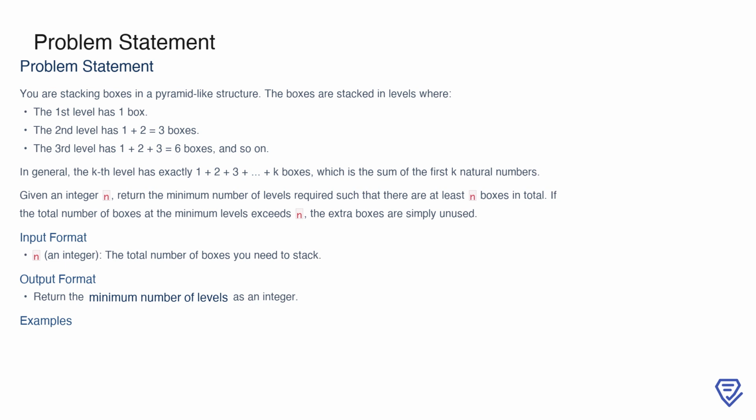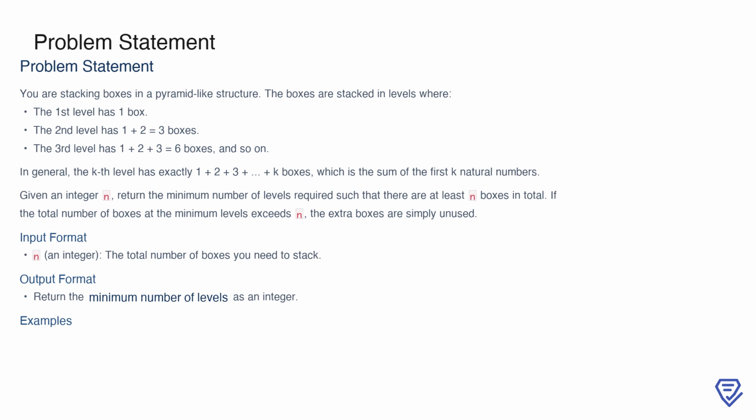The first level is simple, it consists of just one box. For the second level, you add two more boxes, making the total 3 so far. The third level then adds 3 boxes, bringing the total to 6. This pattern continues, with the kth level containing exactly 1 plus 2 plus 3 plus ... plus k boxes. This sum of the first k natural numbers determines the total number of boxes up to that level.